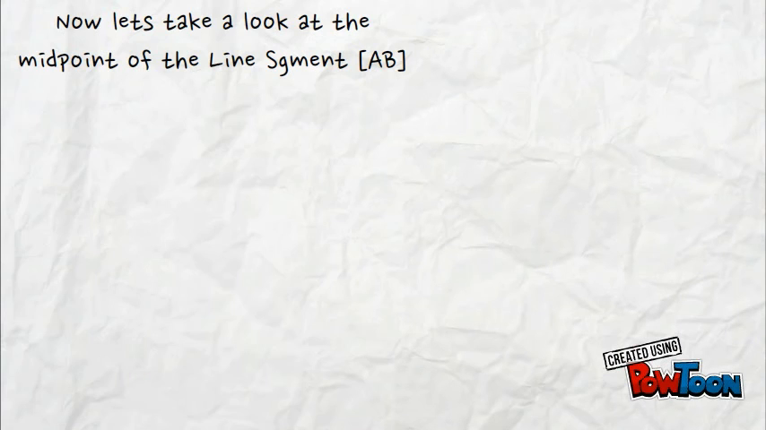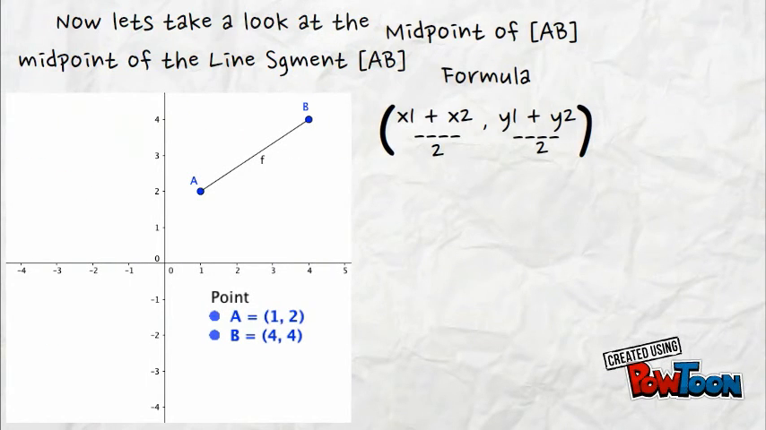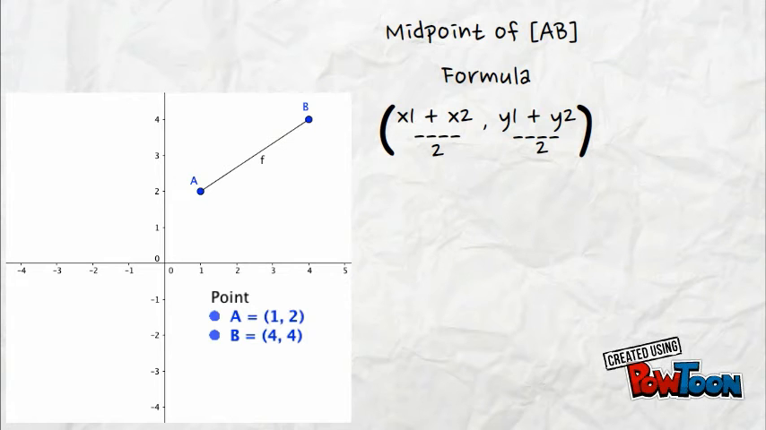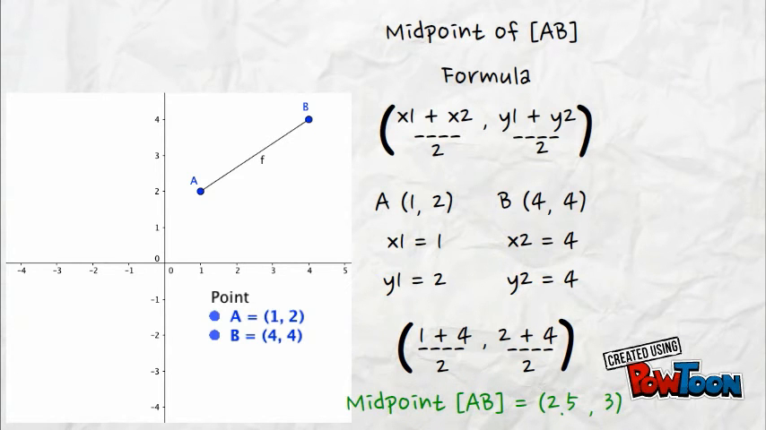Now, let's take a look at the midpoint of a line segment, which is simply halfway between the 2 points. Take the formula, which is 2 parts: x1 plus x2 divided by 2, and y1 plus y2 divided by 2. Make sure to label your points so you can fill in the formula correctly.